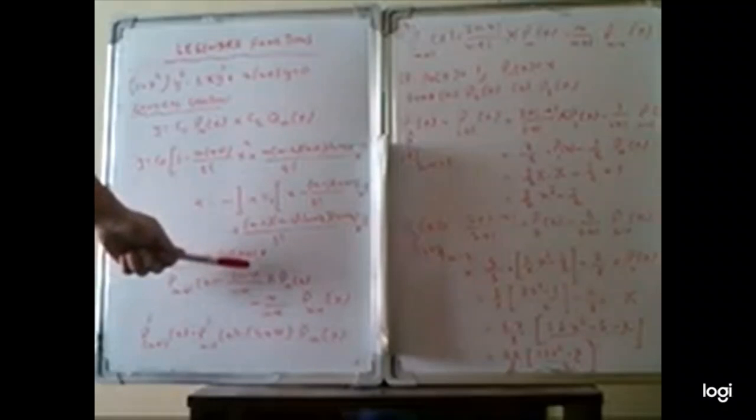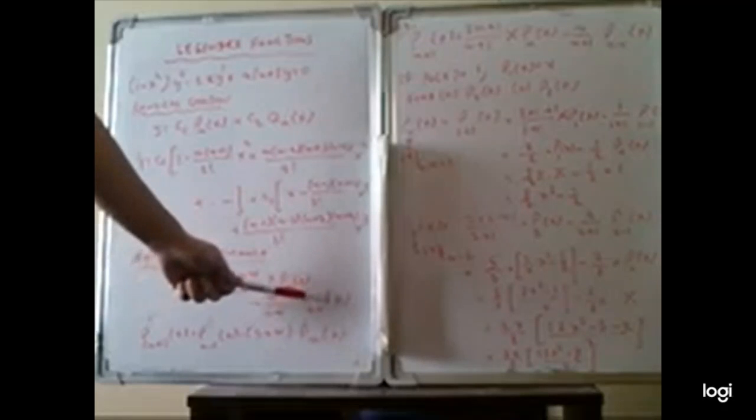And we also use the recurrence formula. If you see that P(n+1)(x) is equal to (2n+1) divided by (n+1), x and the Pn(x), minus n divided by (n+1), P(n-1)(x). So this is called the recurrence formula. So by using the recurrence formula, we can solve the problem. The problem given is that P(n+1)(x) equals (2n+1) divided by (n+1), x Pn(x) minus n divided by (n+1) P(n-1)(x).